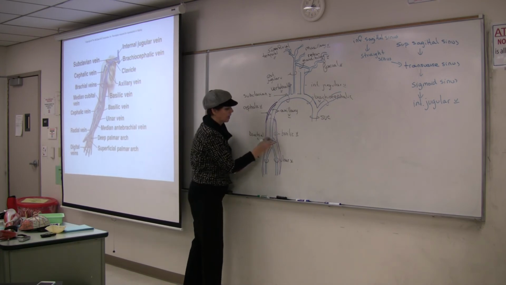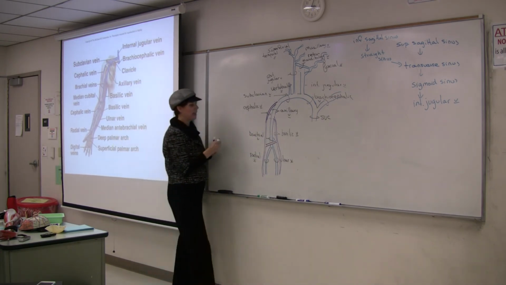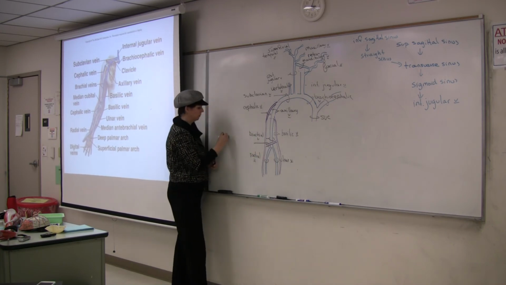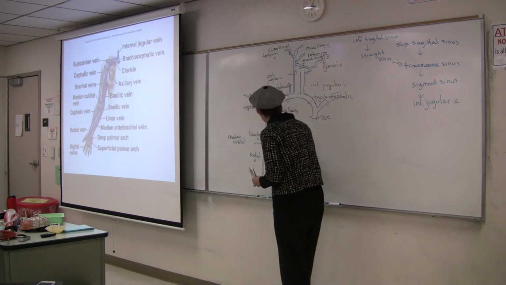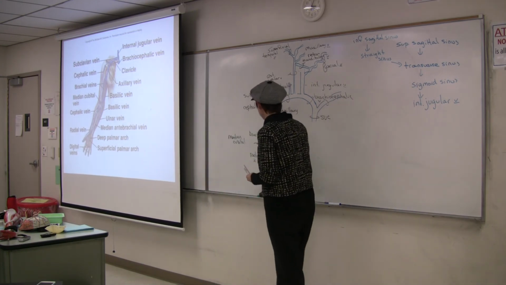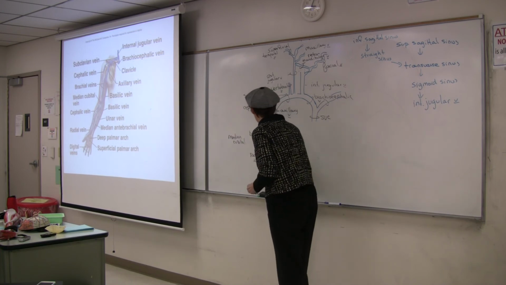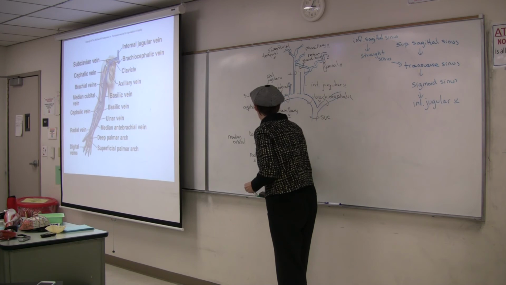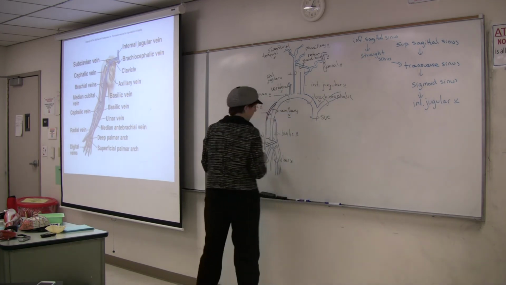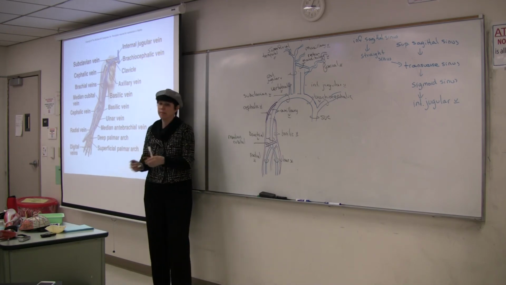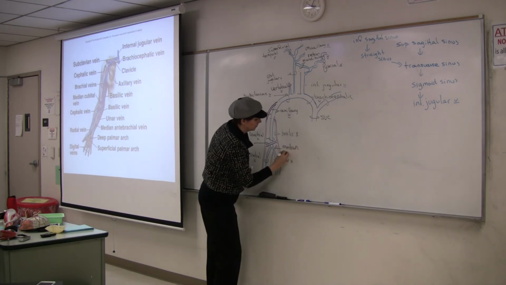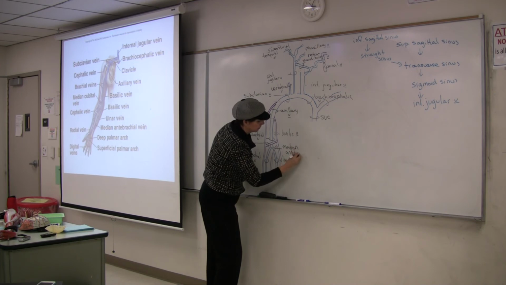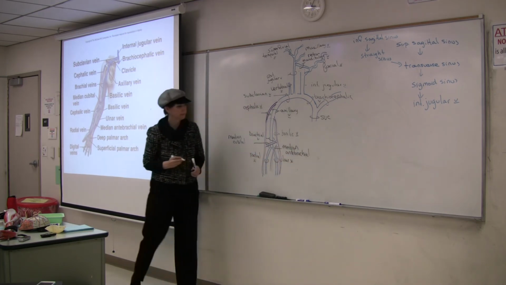This is superficial, okay? So that would be the median cubital. And then we would have the median antebrachial either draining into the median cubital, but on that diagram it's draining into the basilic. Veins are very variable. Ante means fore, brachial arm. So forearm, median antebrachial drains the forearm. Okay?